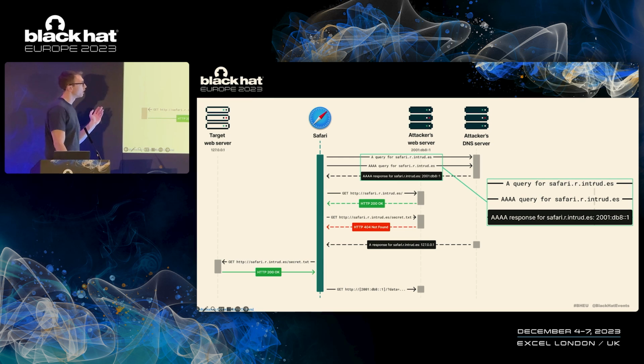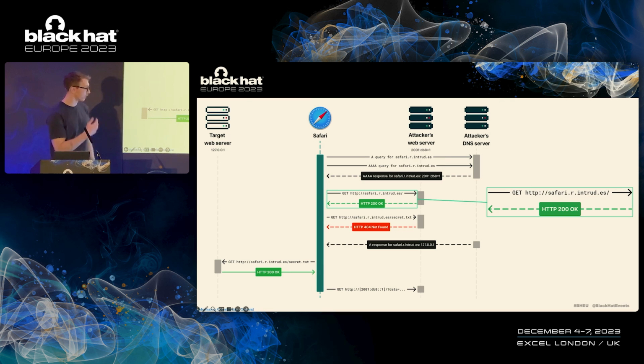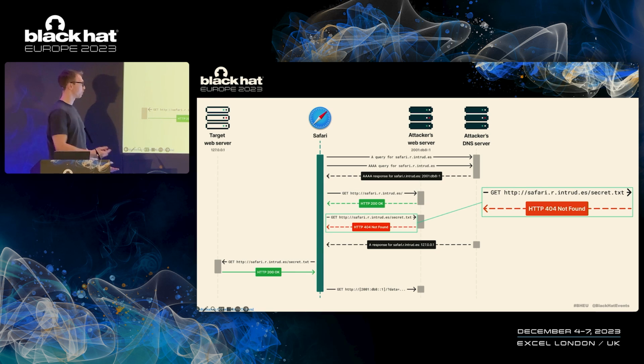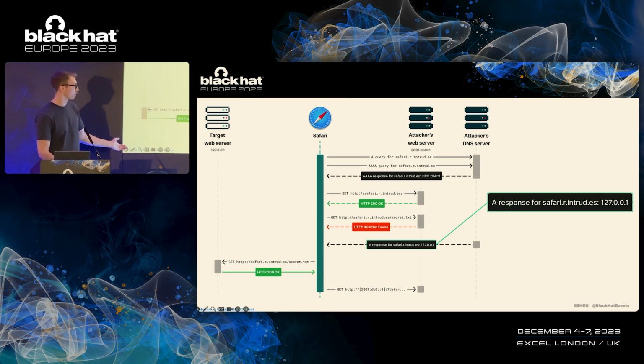So we start off, we get the user to load safari.r.intrudes, our domain, in their browser, and this triggers both A and quad A queries for that domain. We respond with only the quad A query, and we don't send the A response yet. So we give it the public IPv6 address of our web server. From there, Safari doesn't care that it's only got one response for two queries. It loads up the page from the web server. As before, that page tries to request the secret file. And at this point, it's going to get no response from our server. It's going to get a 404. And this is when we return the A response.